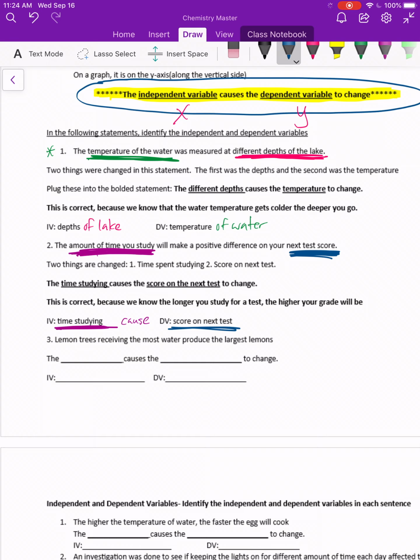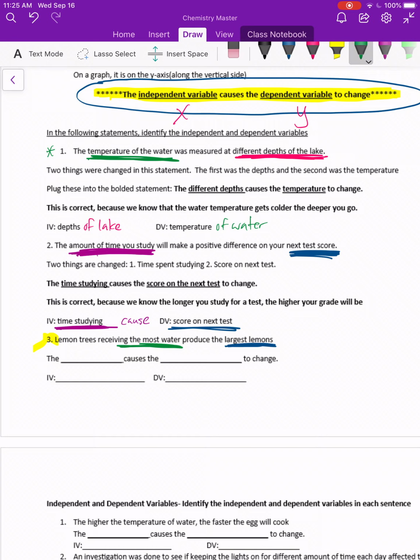All right, we'll do one more. Lemon trees receiving the most water produce the largest lemons. So we have lemon trees, and both things need to be measurable. With the largest lemons, we're measuring the size of the lemon, and with receiving the most water, they're getting different amounts of water. So does having large lemons cause you to get more water when you're watering your lemon trees, or does giving the lemon trees more water cause you to have bigger lemons?